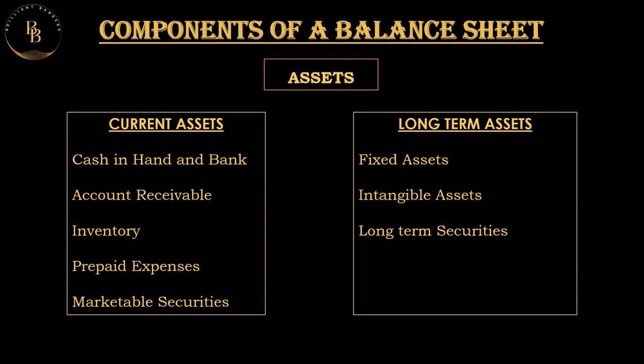Those assets that cannot be converted into cash within a year are called the long-term assets, like the fixed assets, in which you can take the buildings and properties. In intangible assets, like the patents, the copyrights, and the franchise agreements, and all these things. What are long-term securities? Long-term securities are investments that a company cannot sell within a year. So now let's go into the components of a bank's balance sheet.